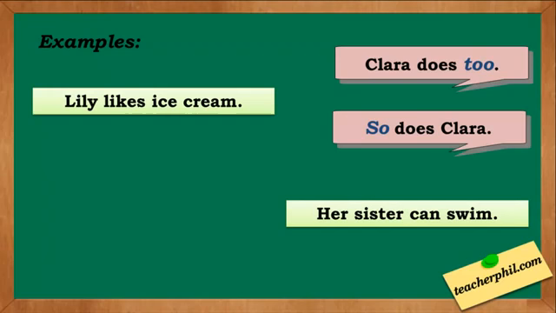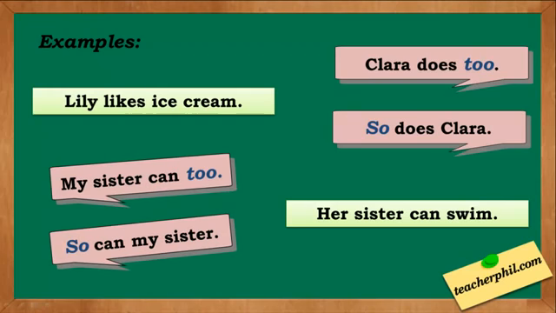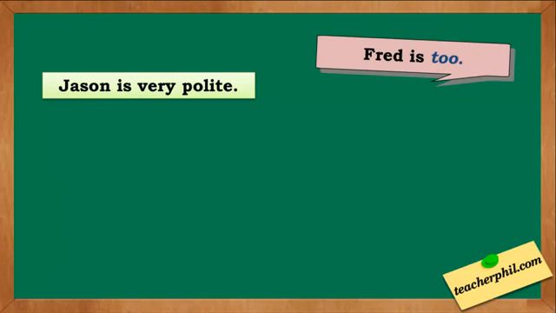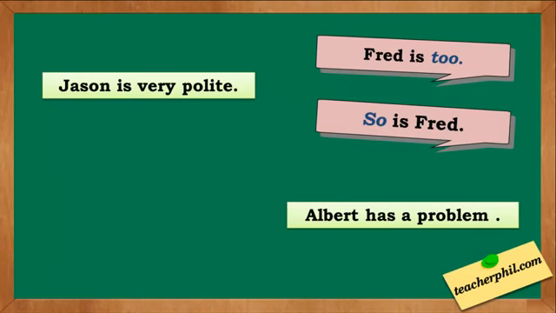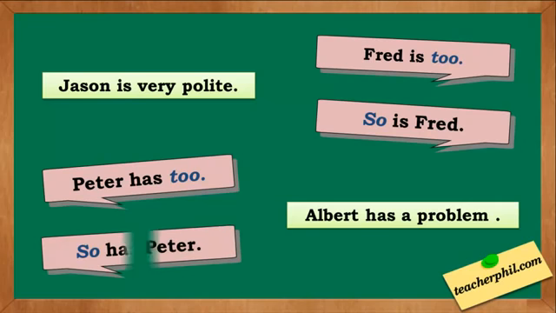Her sister can swim. My sister can too. Or, so can my sister. Jason is very polite. Fred is too. Or, so is Fred. Albert has a problem. Peter has too. Or, so has Peter.